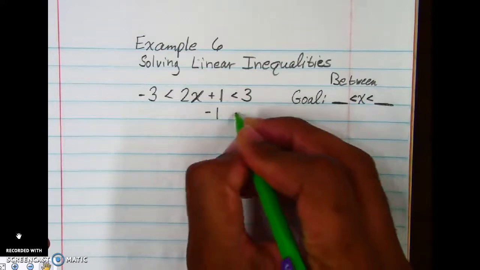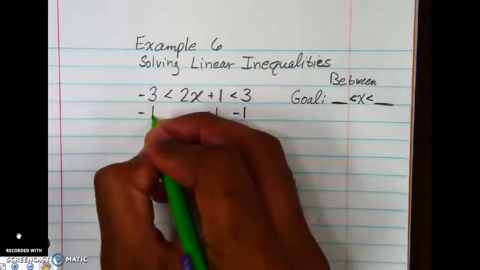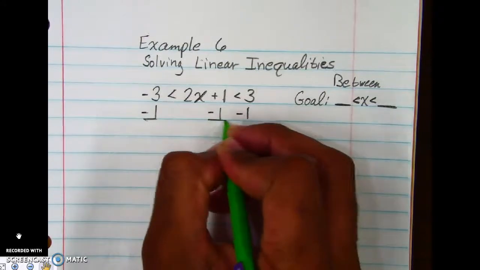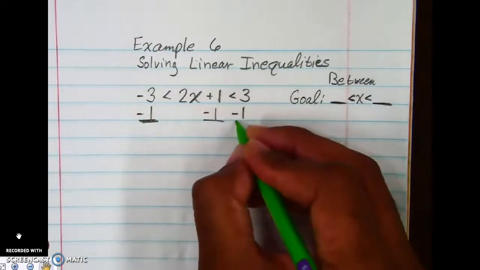Move that to both sides. So we subtract 1 here from all 3 parts. 3 of them, not just 1, but all 3. And that happens all the time. People just do it on one side and then the other side gets nothing.